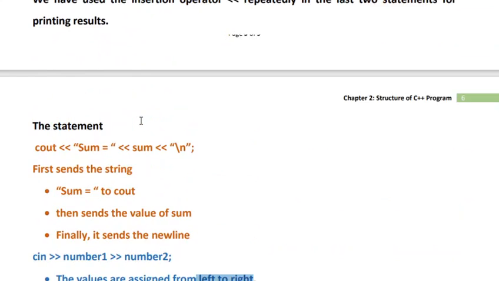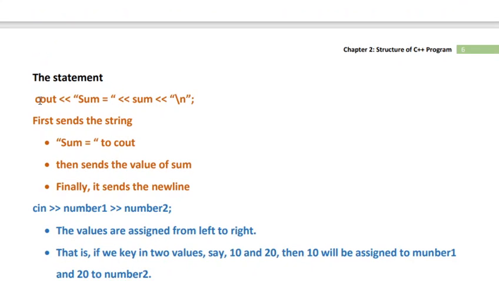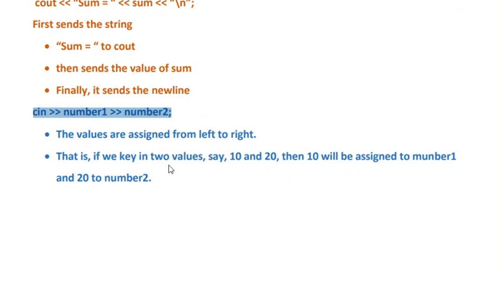So you can cascade IO operators in order to simplify the C++ statement. You can cascade multiple insertion operators and you can cascade multiple extraction operators, right? So this is one of the features of C++ programming.